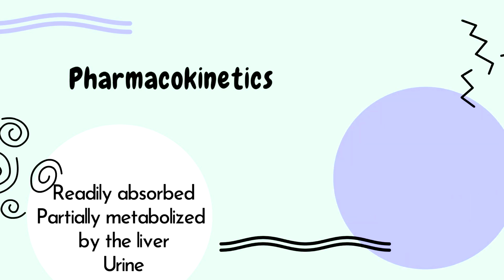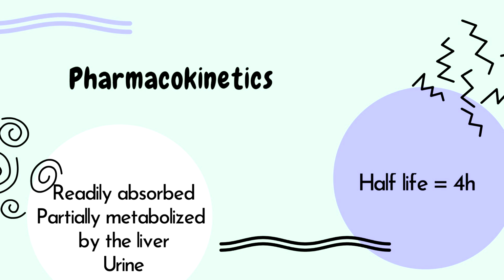The pharmacokinetics of atropine includes the ready absorption of the drug. It is partially metabolized by the liver and is primarily excreted via urine. The half-life is 4 hours.